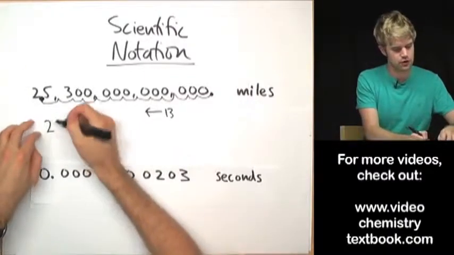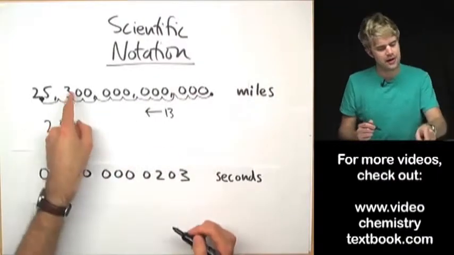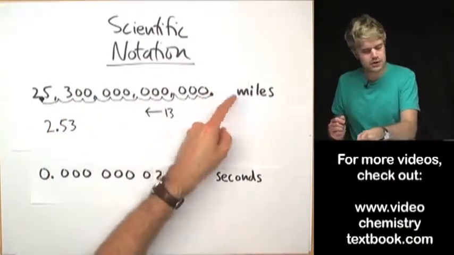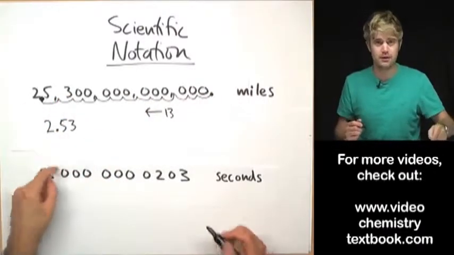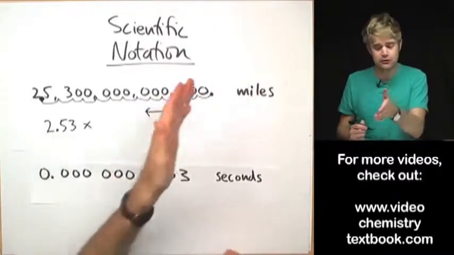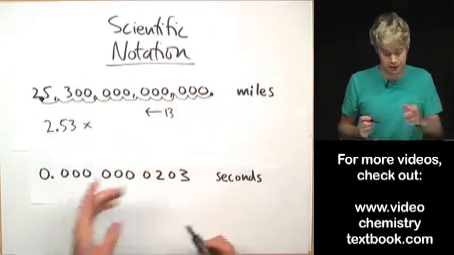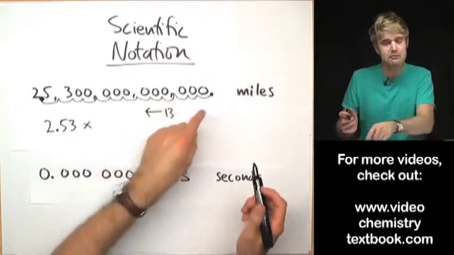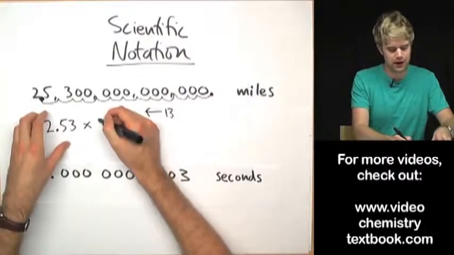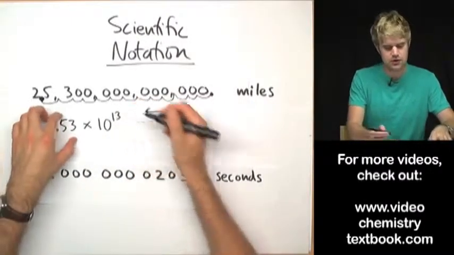So it's going to be 2.53, and then I get rid of all of the zeros after this 3 here. So this is the first part of the number. Now I need to account for the fact that I moved the decimal place 13 spots in this direction. I say that I moved it 13 spots in this direction by writing 10 raised to the 13th power.